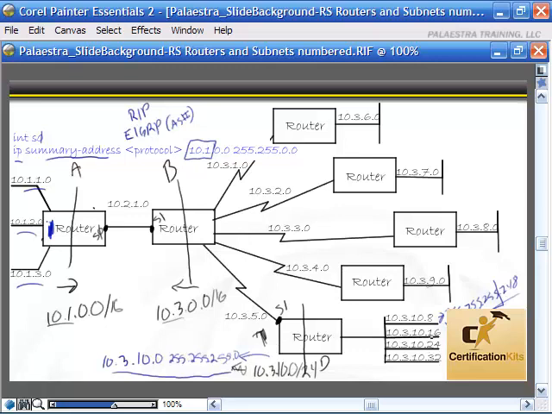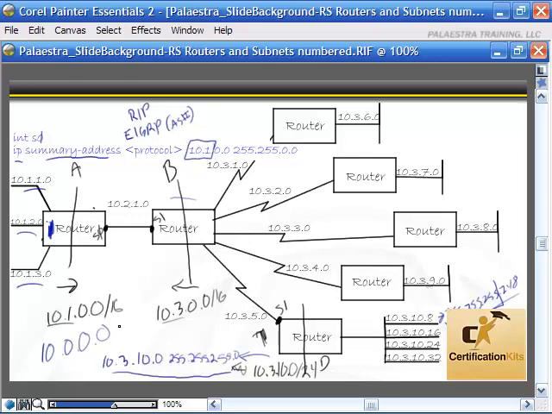And again, auto summarization, we use the no auto summary command to disable it at a network boundary. If we want to do some manual summarization here, we've got to remember that these are not network boundaries. This is just simply summarizing within the 10 network. This whole environment is part of network 10.0.0.0.